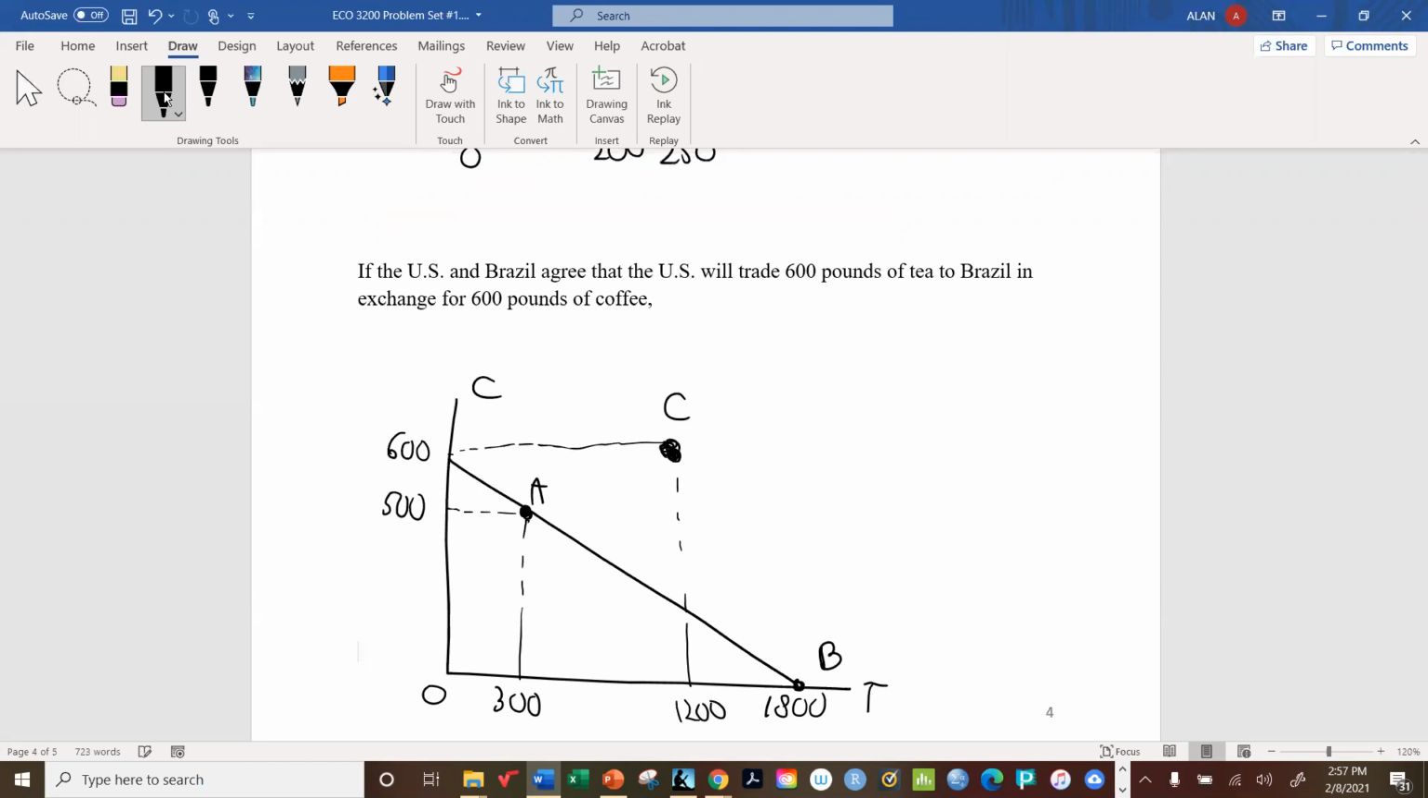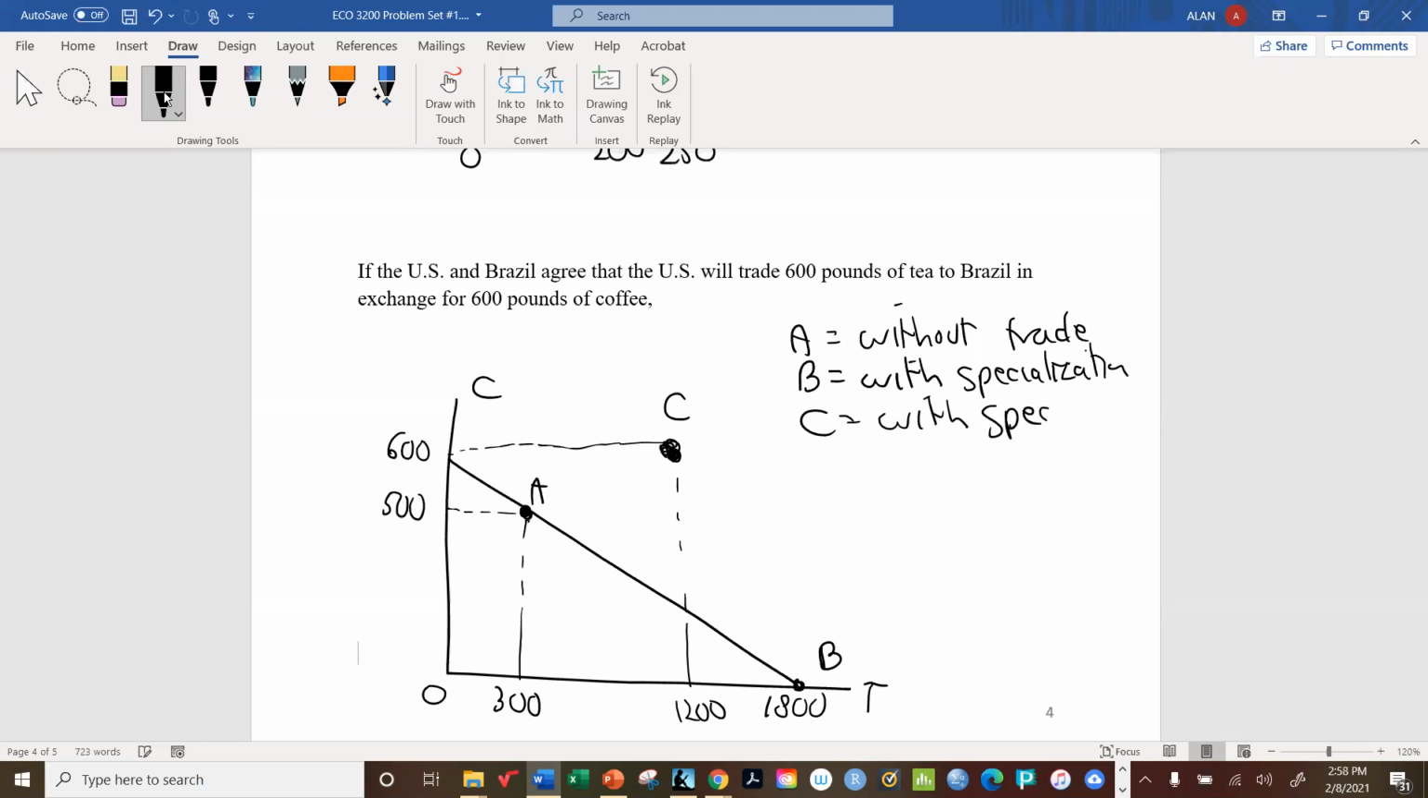All right, so A represents without trade. B means with specialization. And C means with trade. Actually, what I should say is with specialization and trade, because both of them have to take place. Okay. So we go from A to B to C.